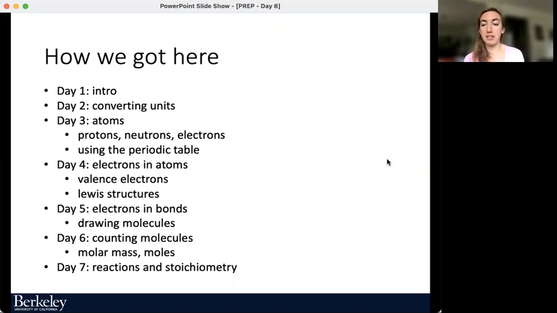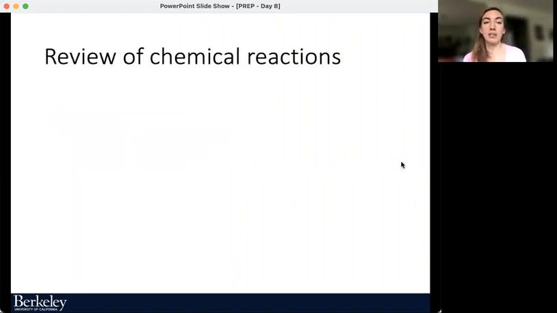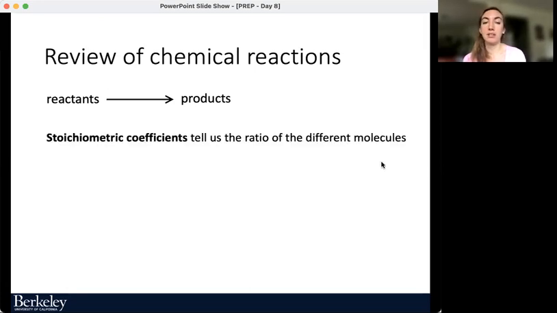So today we're going to dive deeper into reactions. Just as a review, we write our reactions as going from reactants to products. So reactants are what we start with, they react, and then the reaction happens and we end up with our products. Stoichiometric coefficients that we get by balancing our reactions tell us the ratio of the different molecules.